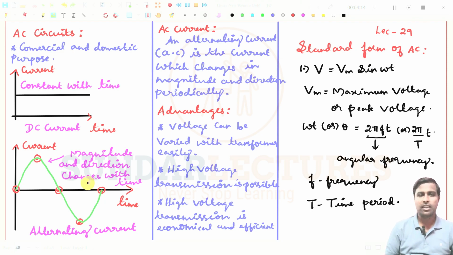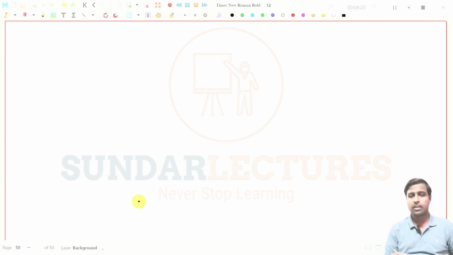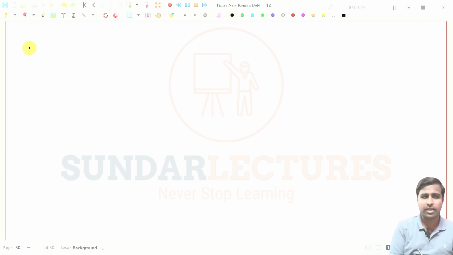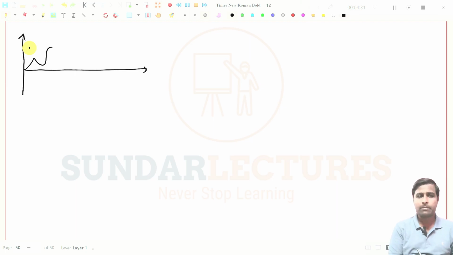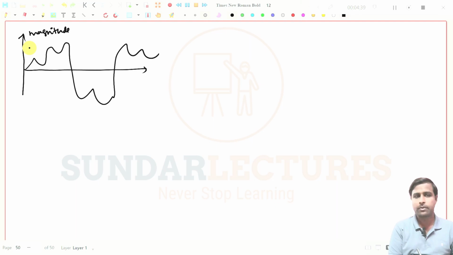I will give you an example. We have a waveform like this. This is magnitude, and this is time. This is also an alternating quantity. With respect to time, the magnitude is changing, so this is also AC.